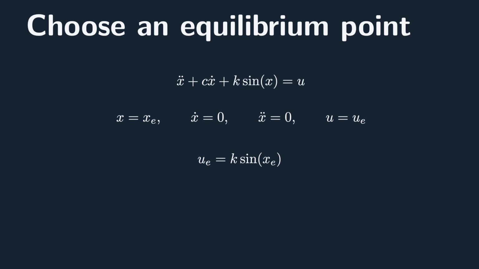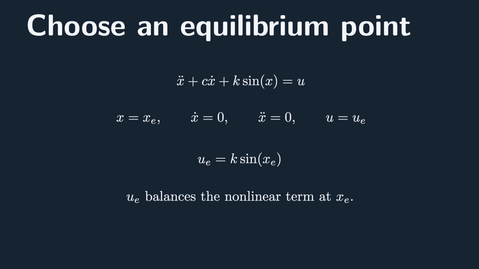This means that u sub e is the constant input needed to hold the system at the equilibrium position x sub e. For example, if x were an angle, u sub e could represent a constant torque that holds the system at a chosen angle. So, at equilibrium, the input u sub e balances the nonlinear term k sine x sub e.